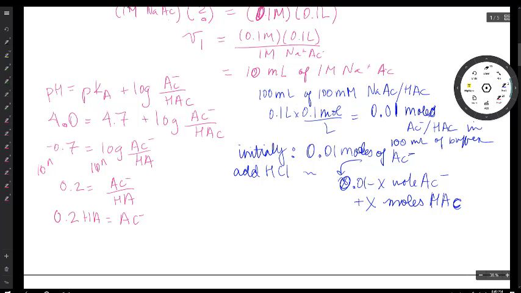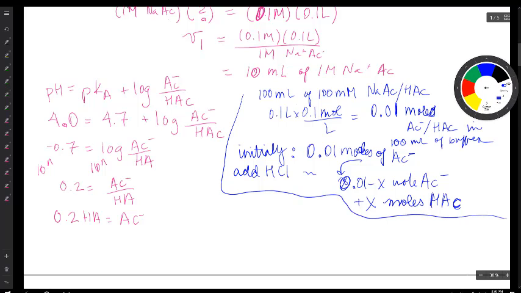So it's really important that when you're doing this calculation, you make the connection that for the total amount of moles in the buffer, you have to figure out how many of those moles are converted to the other thing when you add either the strong acid or the strong base. Okay, so we'll cross that out, go back to pink. Okay, so 0.2 HA is equal to AC minus.